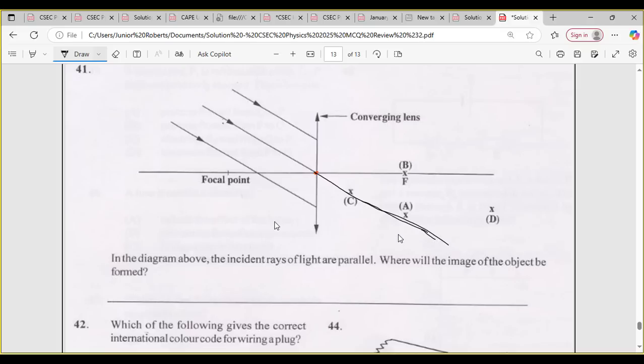Now hopefully we should see that, okay, since this ray passes through C, we would expect that the image is going to be formed at C, right? Image is going to be formed at C right there.